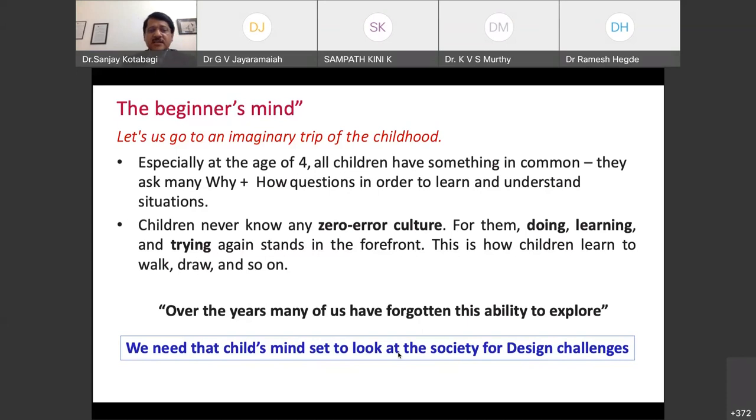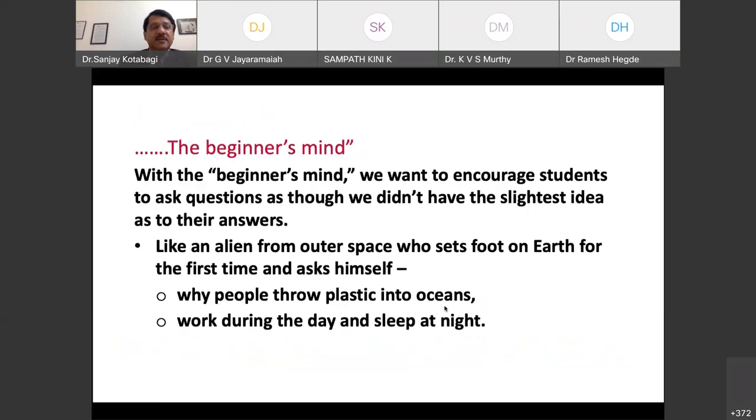Correct? Over the years, many of us have forgotten this ability to explore. We need to reactivate it among our students so that the quality of challenges they capture would be very sensible. So it's another way around. It's like we should really get onto the environment as if an alien has come from outer space and would get doubts like: why do people throw plastic into oceans, work during day and sleep at night, as if in a way they don't know.